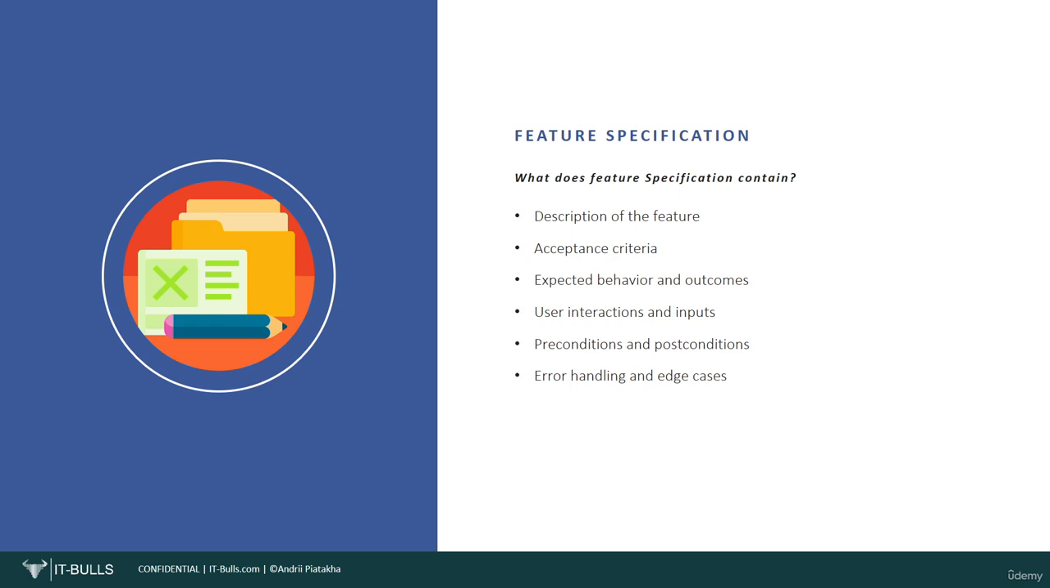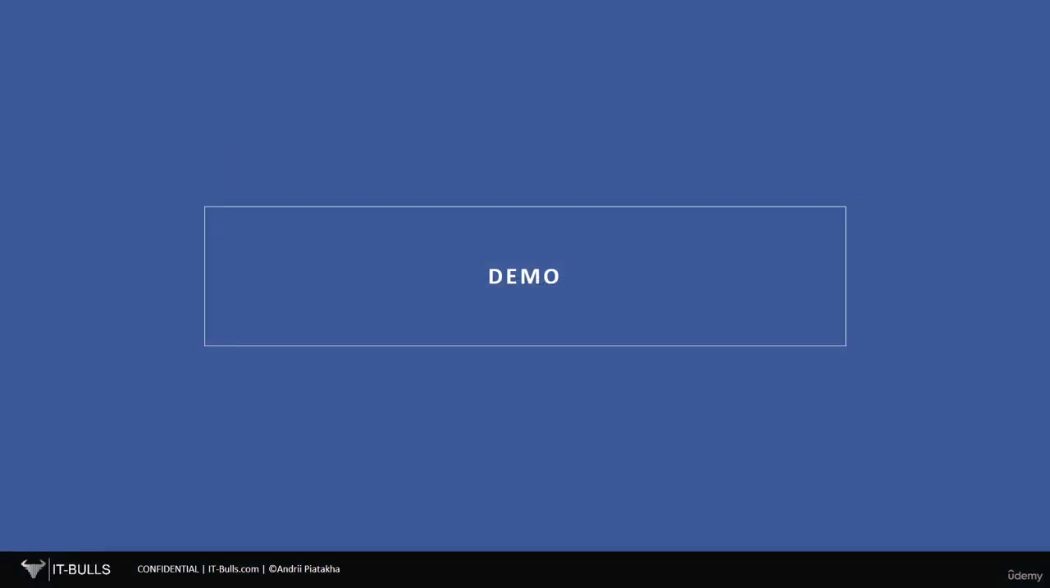Ultimately, the approach to creating feature specifications depends on the development methodology, the team's preference, and level of detail required to accurately communicate the desired functionality to the development team. Let me start screen sharing, and I will show you how we can create a feature specification.